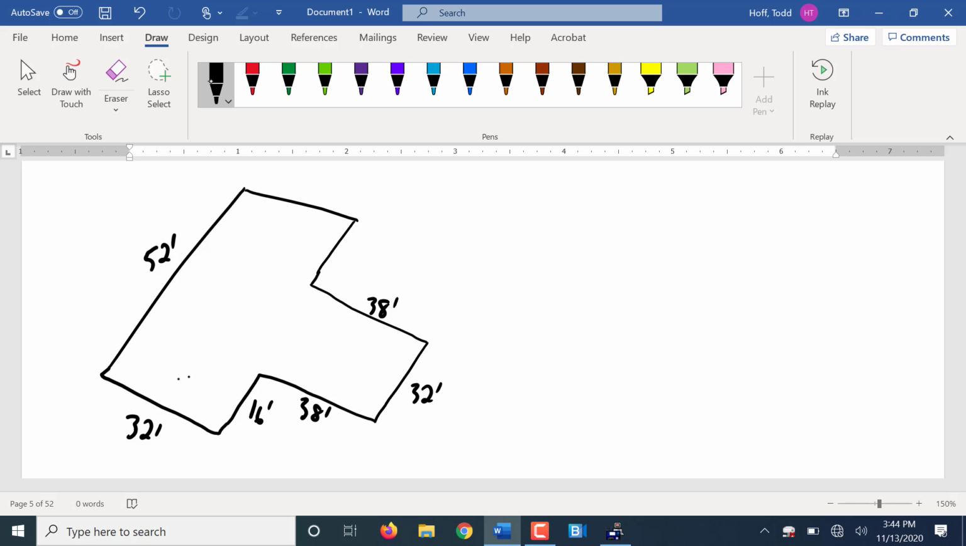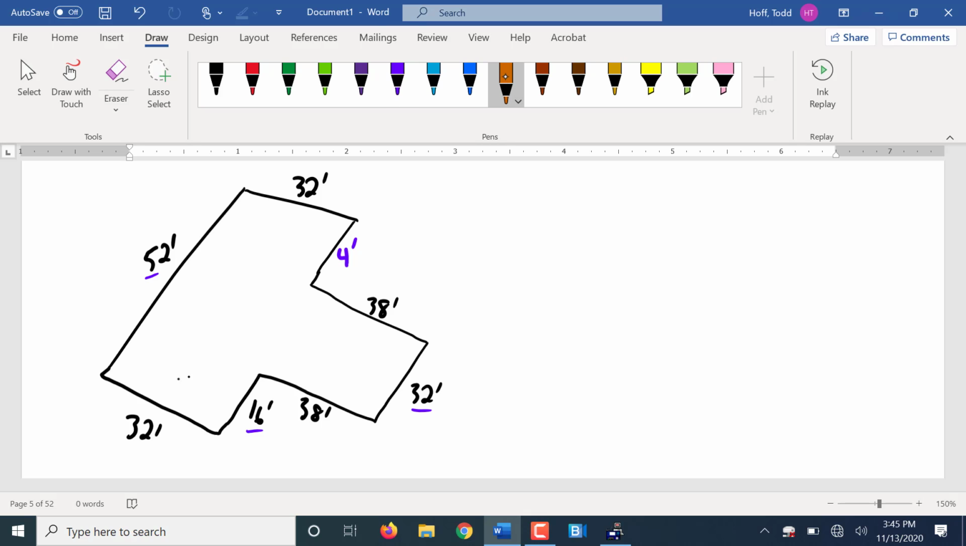So now that we know that that's 52 feet, this is still 32 back here, same as the front. How long does that dimension have to be? Careful. If you got 16 and 32 makes 48, there's only 4 feet left for that one, because it has to add up to the 52, right? So that's our floor area.